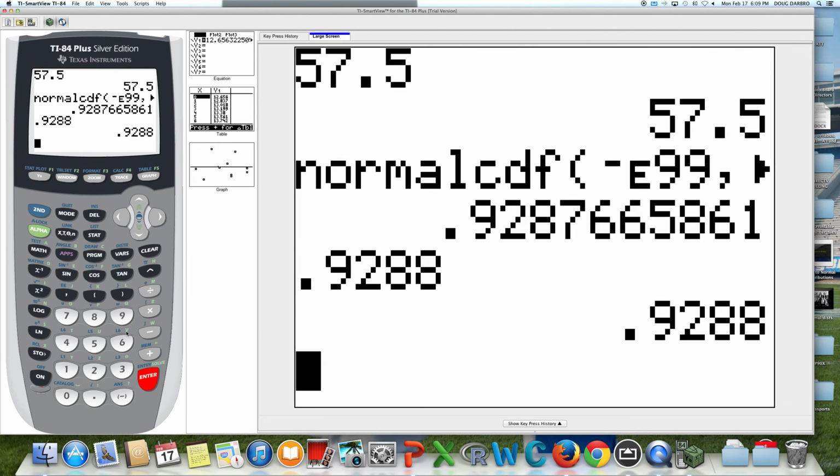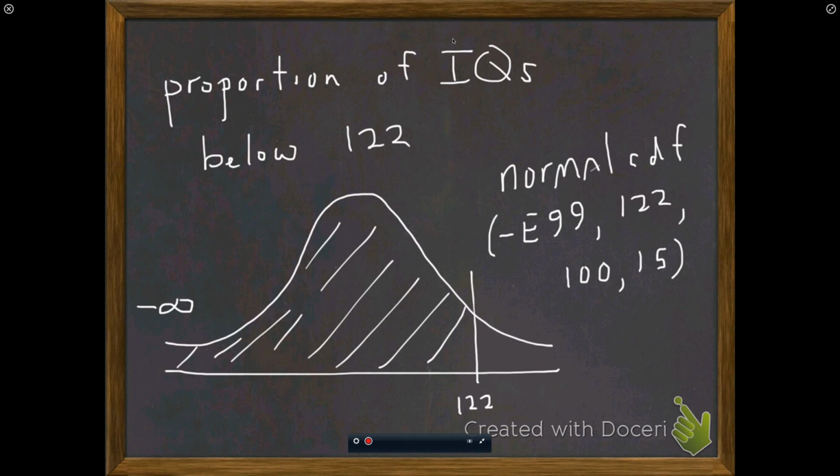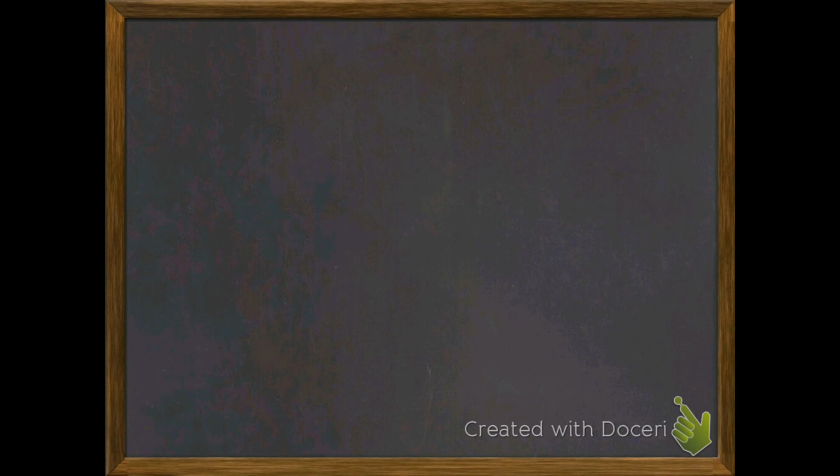Now, let's go back to the calculator, and I want to point out one more calculator key that I want you to be aware of. And this would be the type of problem that we would run into. I'll tell you what, let me back up on this. There's one more thing I want to cover, and this is percentile ranking.